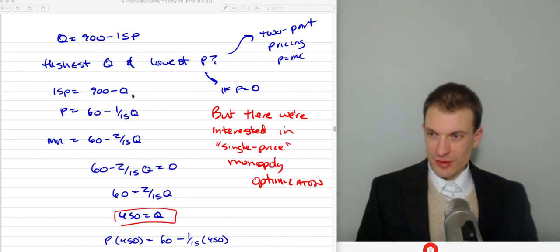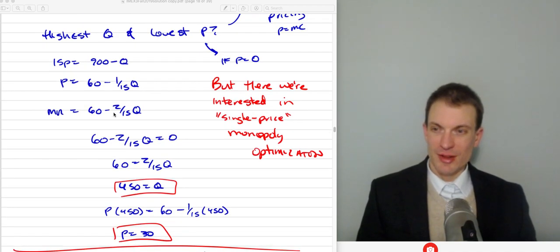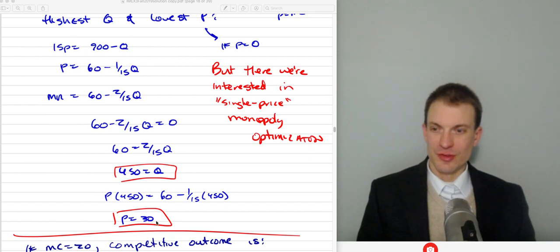Here I have 900 minus Q is equal to 15p, or P is equal to 60 minus Q over 15. Marginal revenue is therefore 60 minus 2/15 Q, set equal to marginal cost of zero. This is just the revenue maximizing problem. And then I find a quantity of 450. The associated price is 30.